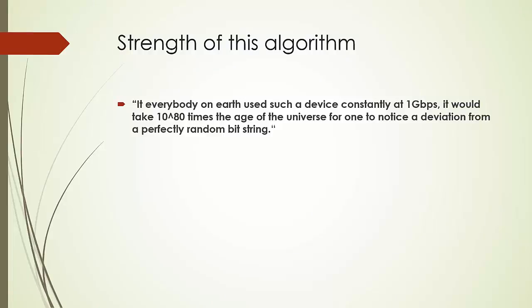So what is the strength of this algorithm? This is directly quoted from the paper, and it says, if everybody on Earth used such a device constantly at 1 gigabit per second, it would take 10 to the power 80 times the age of this universe for one to notice a deviation from a perfectly random bit stream.